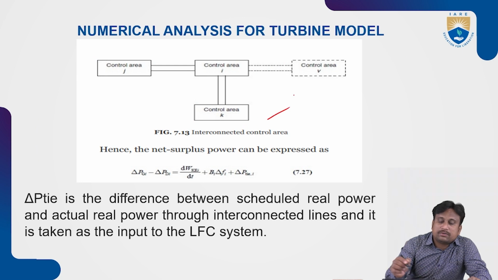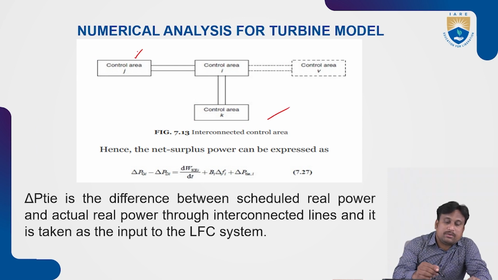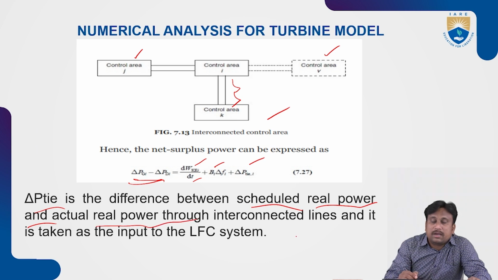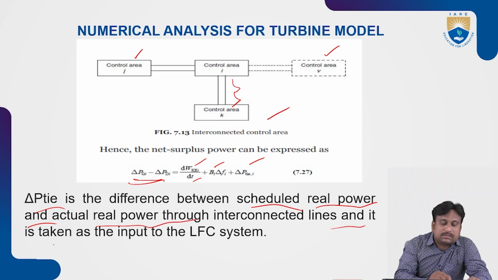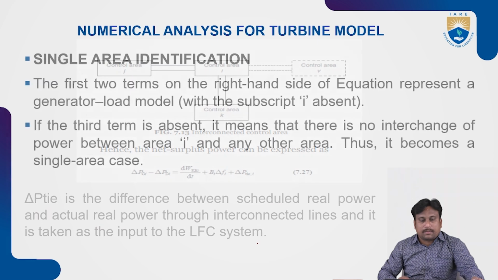So here we are going to represent the interconnected control area system. This is connected by control area J, control area I, control area V. So all these will follow with control area K. So delta PGK minus delta PDK gives dWK by dt plus B delta F plus delta tie line power. So tie line power is the difference between the scheduled real power and actual real power through the interconnected lines, and it is supposed to be taken as the input to the load frequency control system.